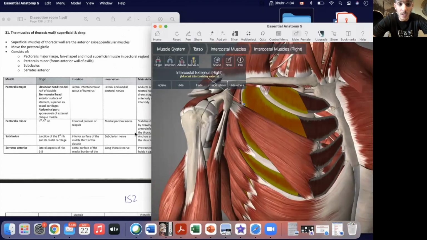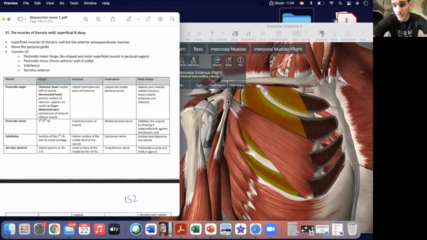And so when it says it stabilizes the scapula, of course, if it's connected to the coracoid process, it will hold the scapula closer to the thoracic wall. So it will draw it anterior-inferiorly, so anterior-wise and inferiorly, because the pectoralis minor is pointing downwards. So that's why it stabilizes the scapula and draws it anterior-inferiorly against the thoracic wall. So that's the thoracic wall.